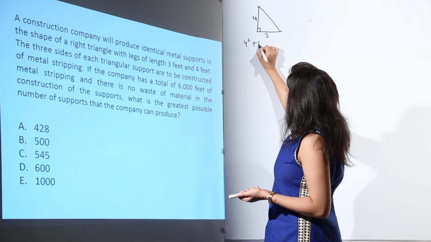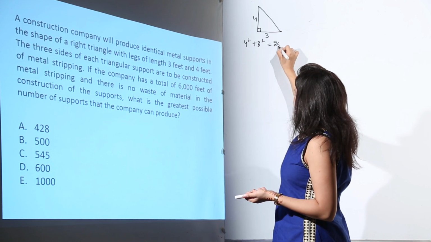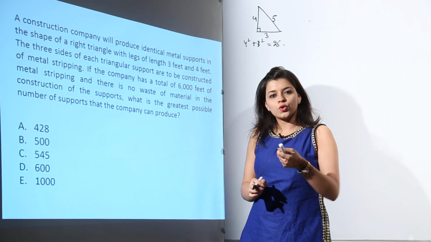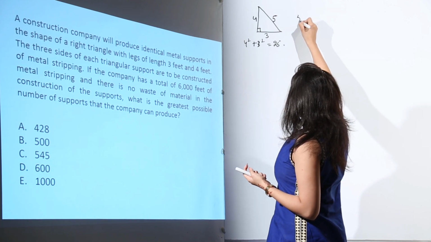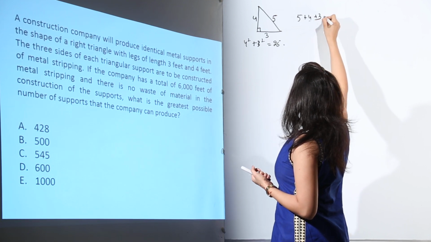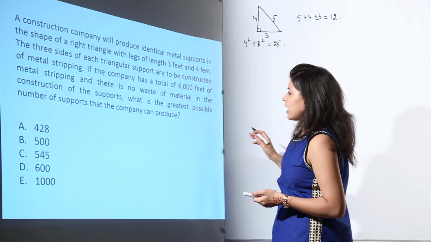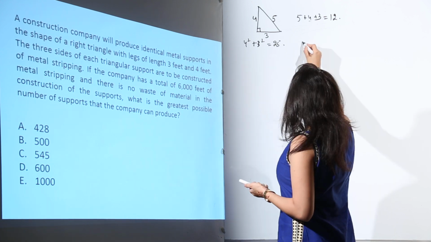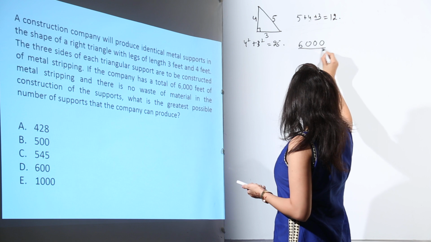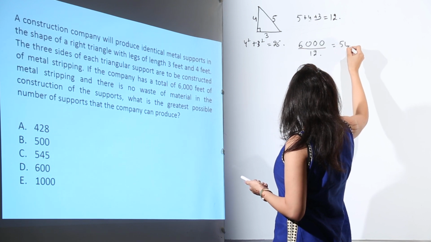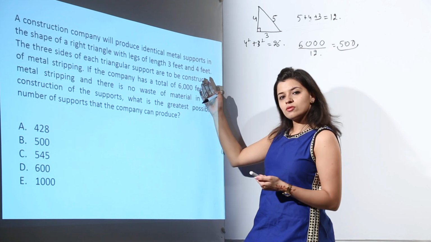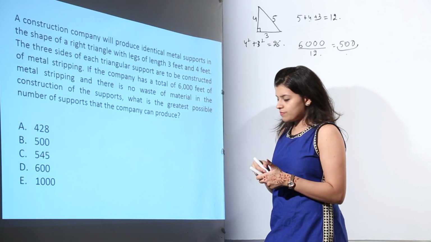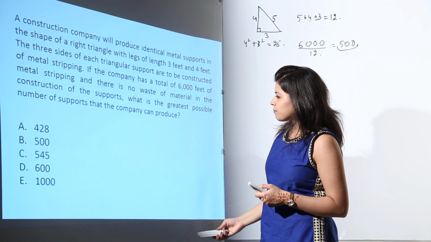4 square plus 3 square will give you 25. That means this side will be 5. That means the total metal stripping that is required for one triangle will be 5 plus 4 plus 3, that is 12. So if we have to calculate the greatest possible number of supports that the company can produce, we will divide this 6,000, that is total feet, by 12, which gives us the value of 500. That means out of these 6,000 feet of metal stripping, we can make 500 such triangles. That gives our option as B.